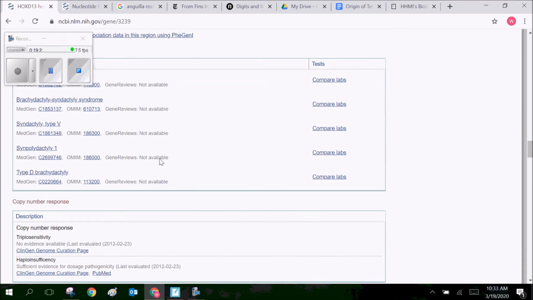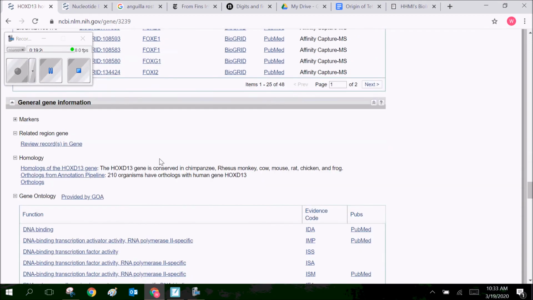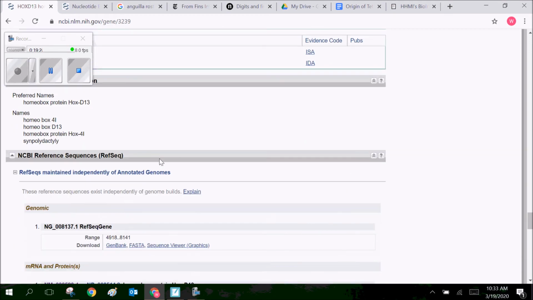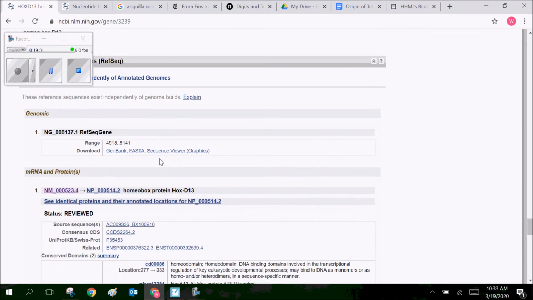Scrolling down, scrolling down, scrolling down. What we want to find is FASTA. Here we go. Okay, so here we're going to look for the mRNA and proteins. If you guys remember, mRNA is what's based off of the DNA, right? The reason I'm going to click on the mRNA is that it's going to give us the DNA sequence that the mRNA for this protein is based off of, which is what we want.